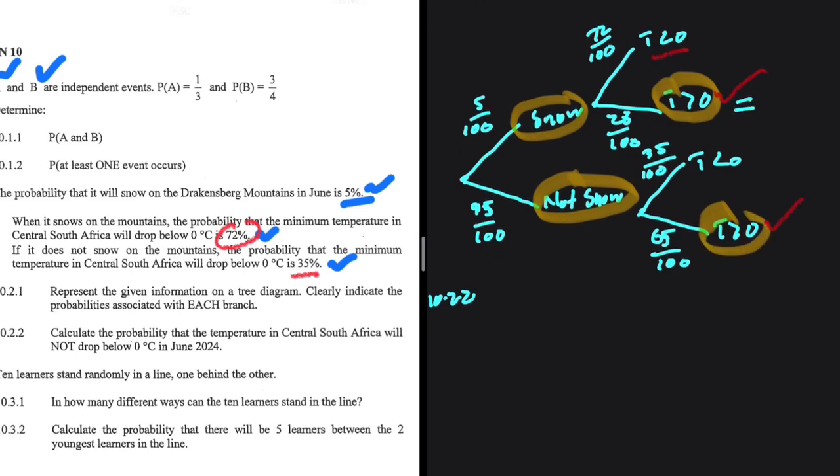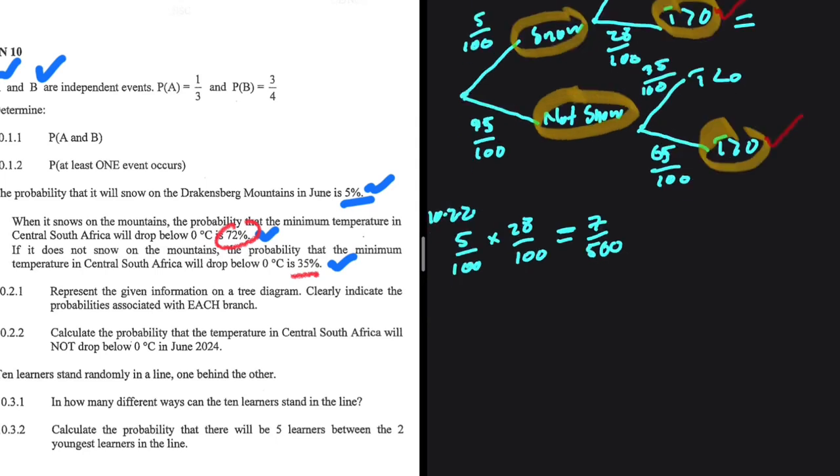In order to find the probability of the temperature being greater than 0 when it has snowed, we have to multiply the probability of snow and the corresponding probability of the temperature being greater than 0. So we have 5 divided by 100 multiplied by 28 divided by 100. When we go up the branches, we multiply, and when we go down, we add. This is equals to 7 divided by 500.